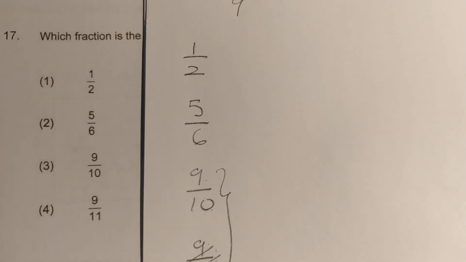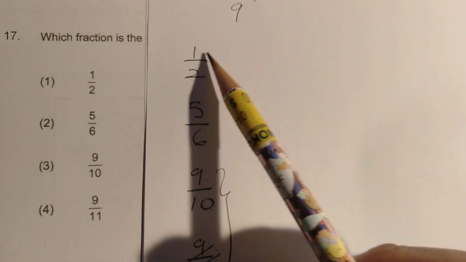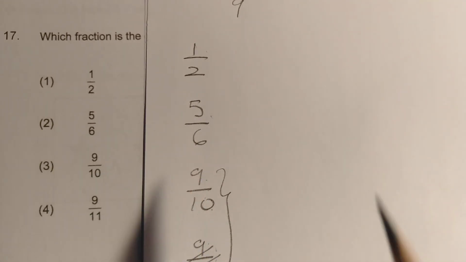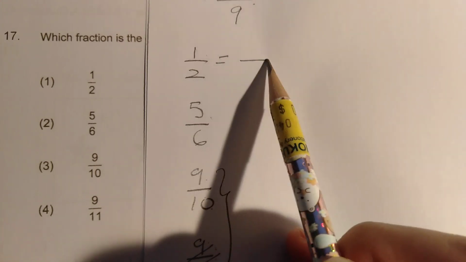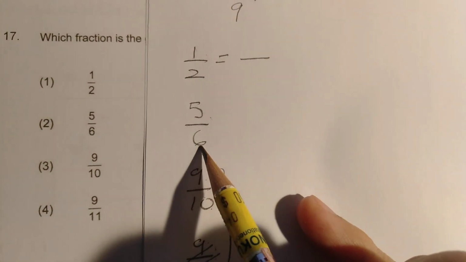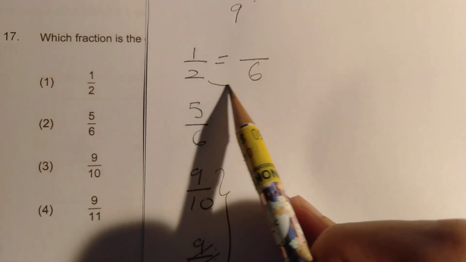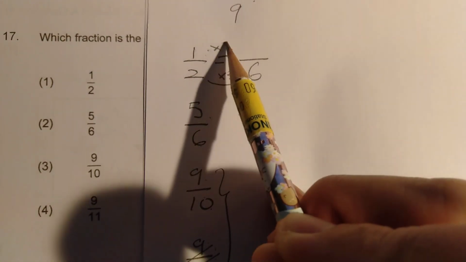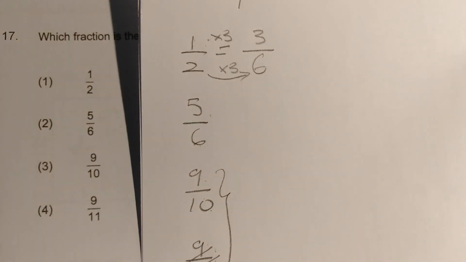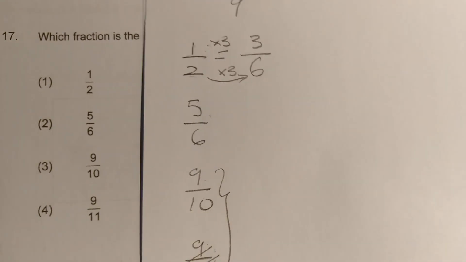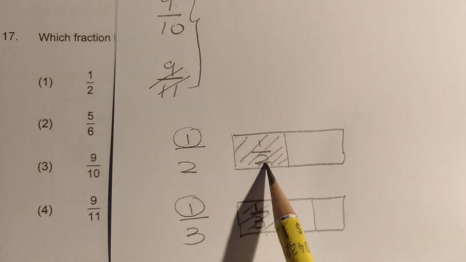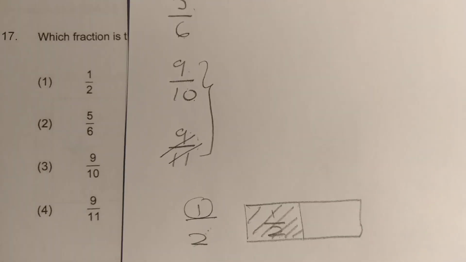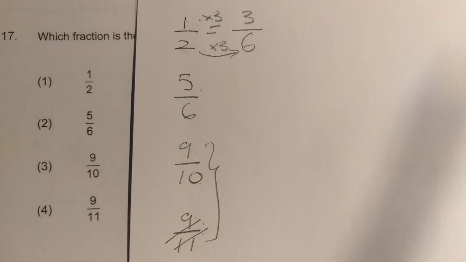Okay, now let's compare these two. Numerator is not the same. Denominator is also not the same. But I can change this to be a fraction with the same denominator as the fraction below. How can I change this? This will be 2 times 3 is 6. 1 times 3 is 3. Now what does this mean? Well, remember we have a half here just now. How can I change this half to a 3/6?